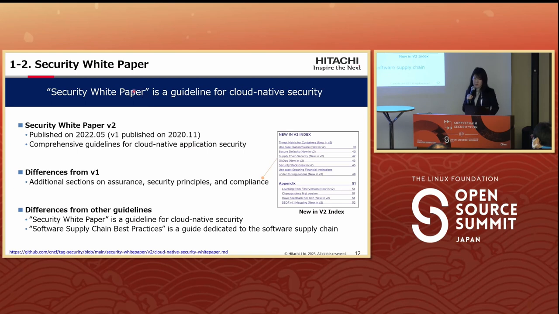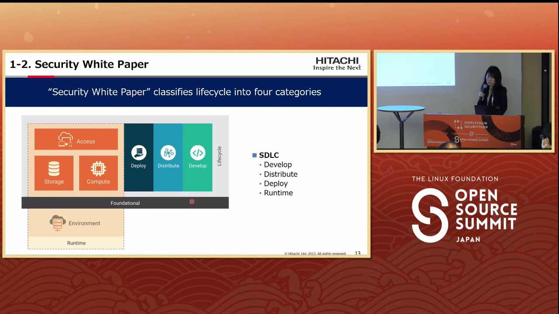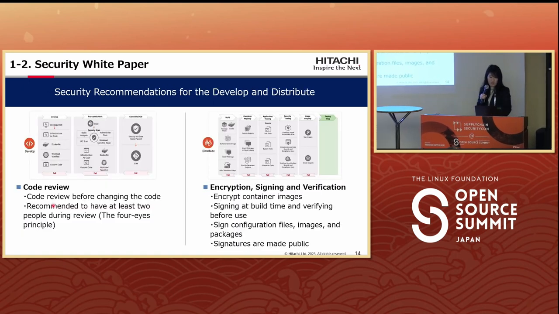Next is the Security White Paper. It's a guideline for cloud native security. It is a comprehensive guideline for cloud native application security. And this paper classifies the software development lifecycle into four categories: develop, distribute, deploy, and runtime. And I will introduce one security recommendation for each category.